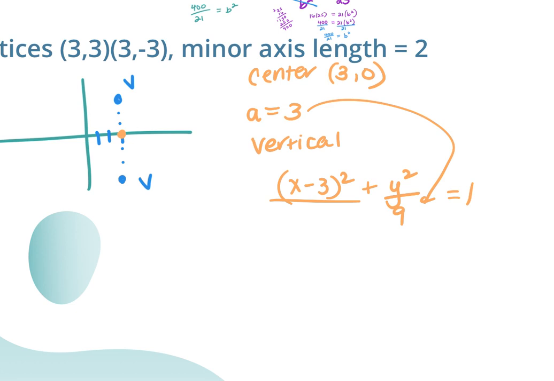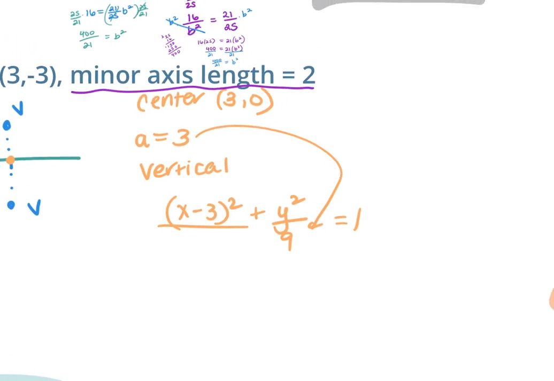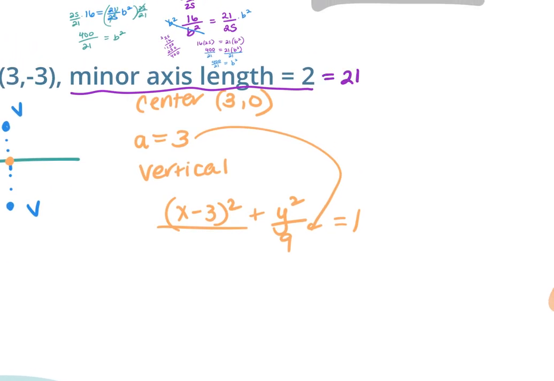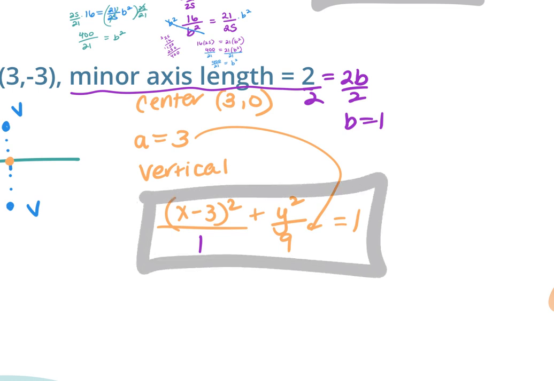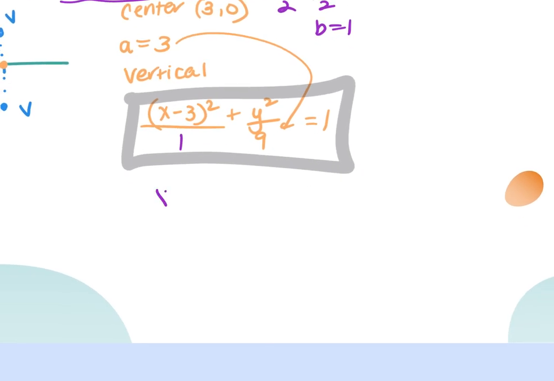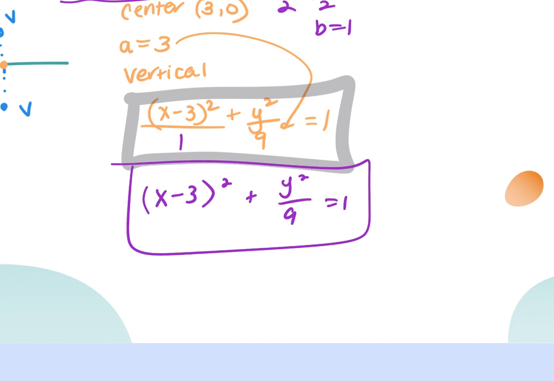How do you know b is 1? Good. The second piece of information is the minor axis. The minor axis is 2b. So if 2 equals 2b, b equals 1. 1 squared is still 1. So you can leave it like this, or you can write it without the 1 in the bottom. It's still right. Either of those are right.